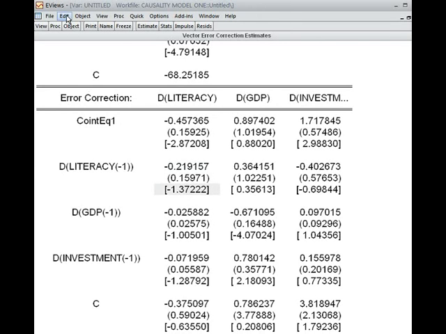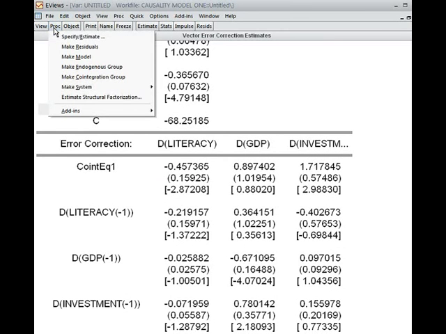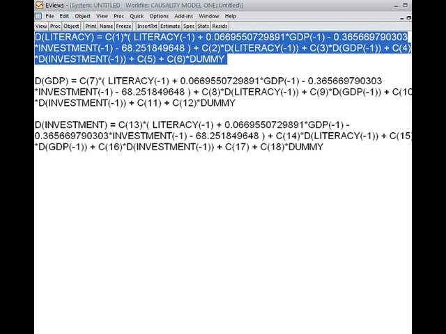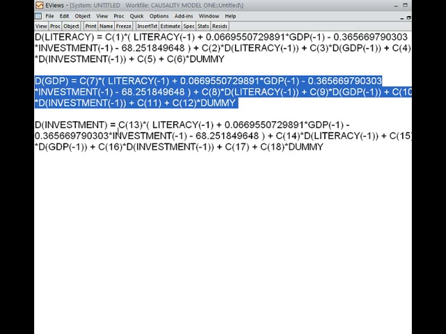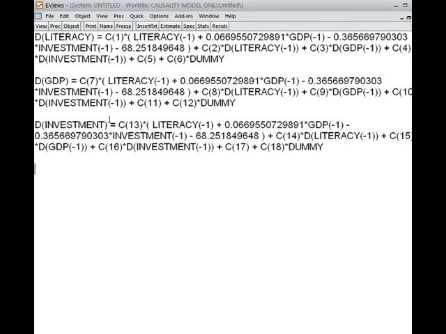So I go to edit, I go to proc, I go to make system, and I go to order by variable, right. So well, we can see our 3 models. That is model number 1, model number 2, and model number 3, right. So we call it system model, system equation. You see it starts from C1 until C18, right.